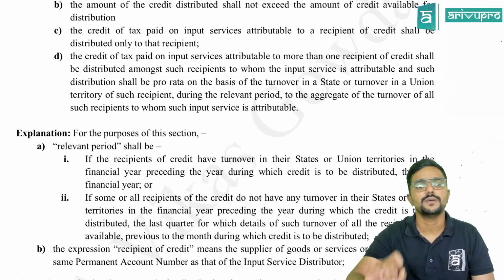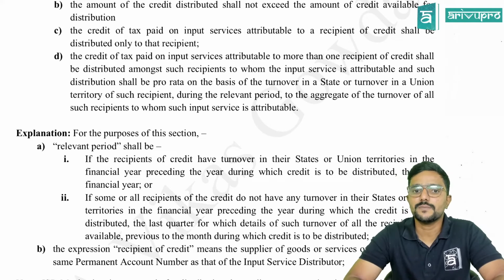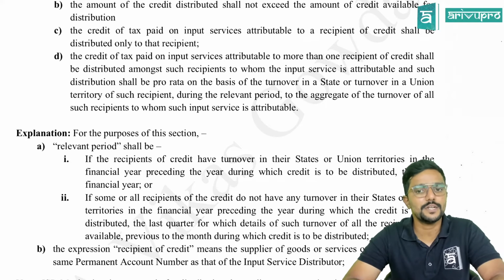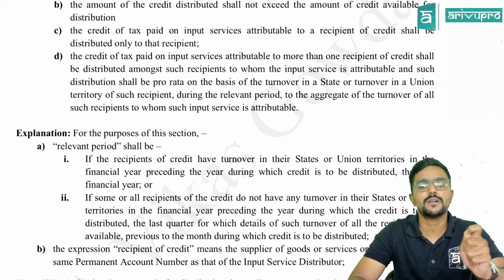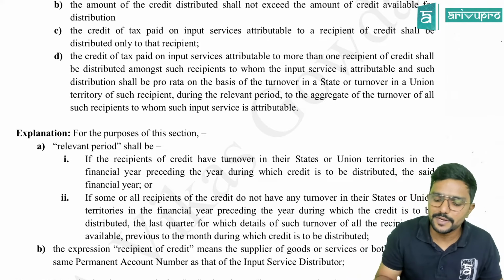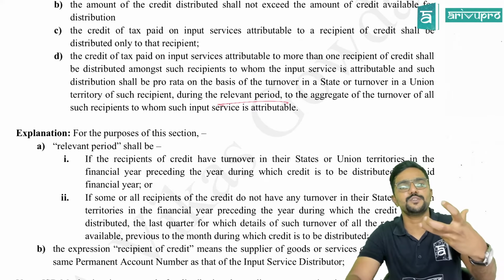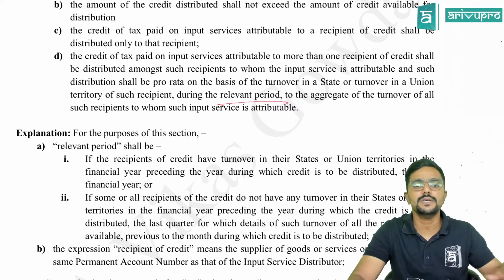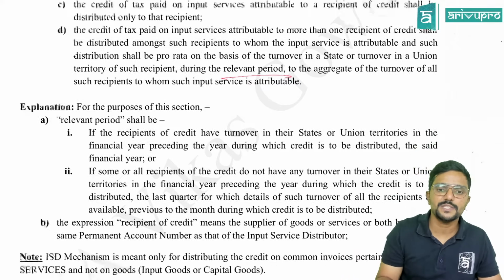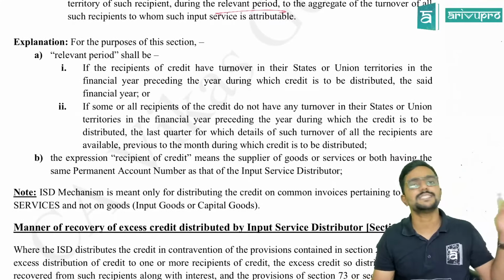Okay, last point. The credit of tax paid on input services attributable to more than one recipient of credit shall be distributed among such recipients to whom the input service is attributable, and such distribution shall be made on a pro rata basis of the turnover in the state or turnover in the union territory of such recipient during the relevant period. The turnover of what period should be taken is given in the explanation, we will see. It is to the aggregate of turnover of all such recipients to whom such input service is attributable. So always the credit should be distributed on the basis of the turnover of last year.